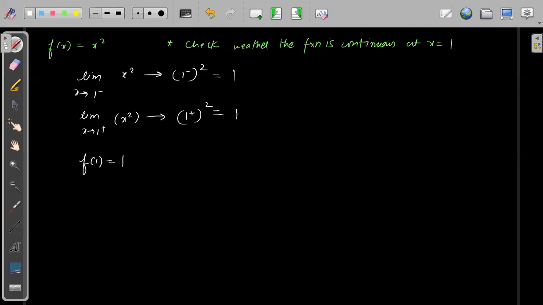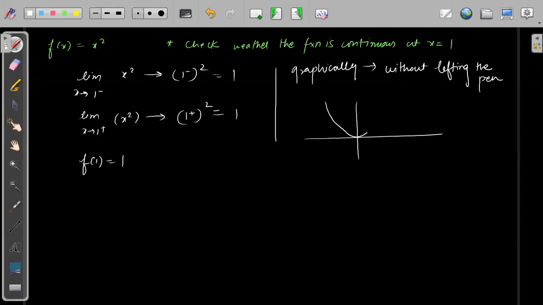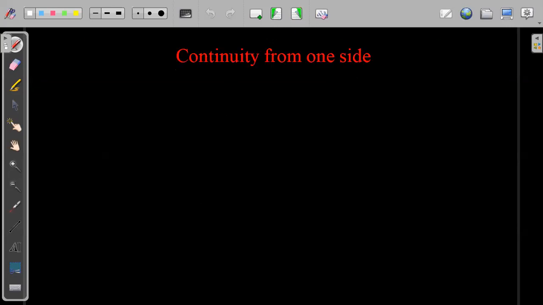Yes, because without lifting the pen, you are able to draw. Graphically you can say that without lifting the pen, the function is something like this. If you are able to draw without lifting the pen, it is continuous, or otherwise mathematically you can show this. Okay, now understood this part? Everybody understood?